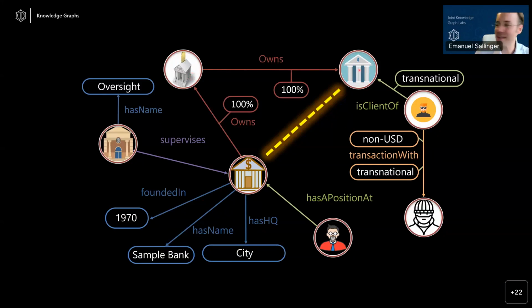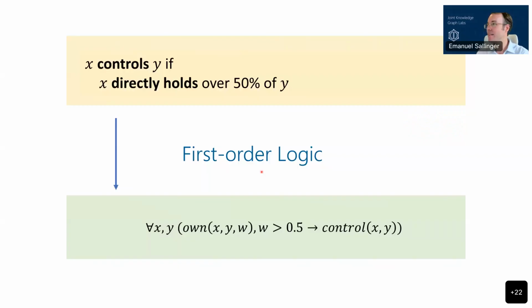I probably can say something about there being some degree of control over this bank here over that bank. So this glowing yellow edge here of this bank controlling this bank, that's probably something that is domain knowledge in our application. And indeed, in economics and finance, the most simple form of control is also called majority-based control. Those of you from the economics background know there are many very complex forms of control. Pretty much all of them can be expressed, and in our collaboration with the Central Bank of Italy in the Joint Knowledge Graph Labs, we have far more complex definitions there, but it's a good thing to start with.